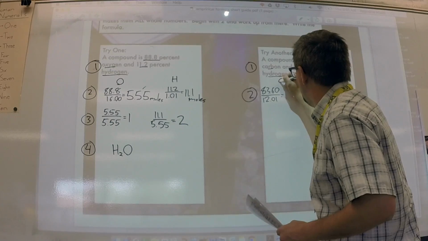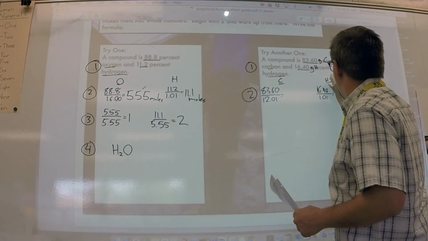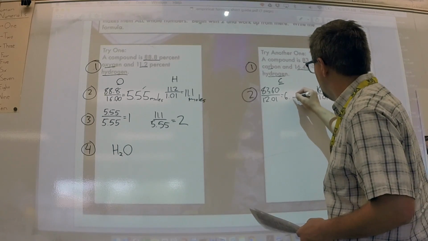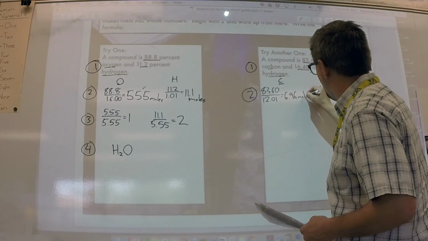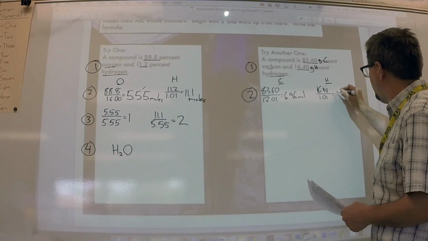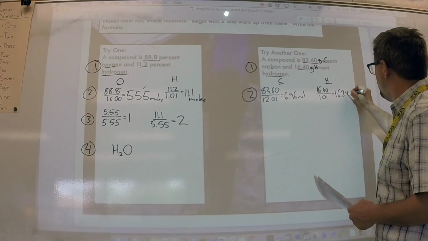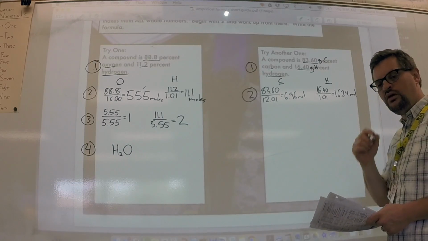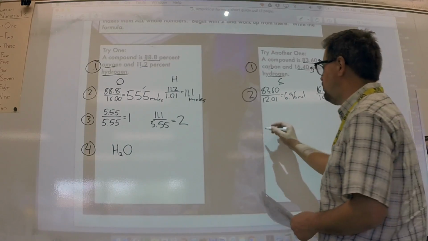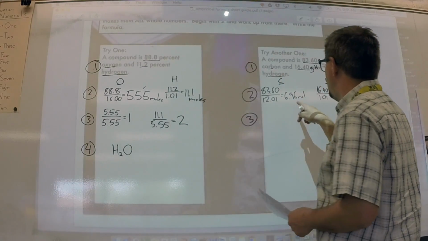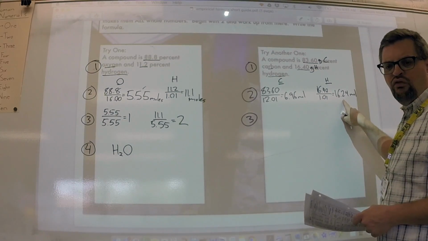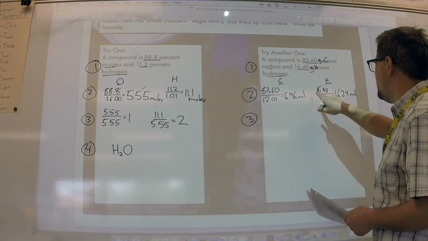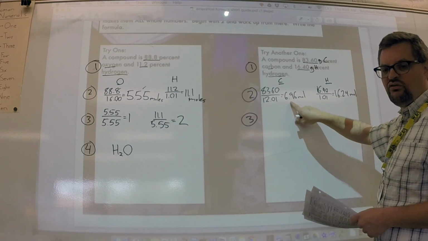Let me label these again. This is carbon and this is hydrogen. So when we convert to moles, we get 6.96 moles of carbon and we get 16.24 moles of hydrogen. So that's step two, convert to moles. In step three then, we're going to divide each of these by the lowest of the two numbers. So the lowest of these two numbers is 6.96.